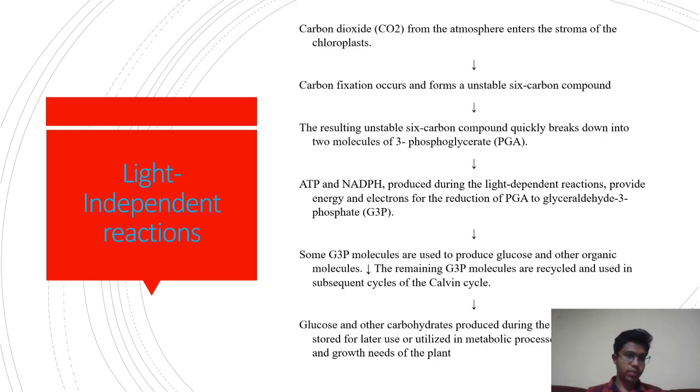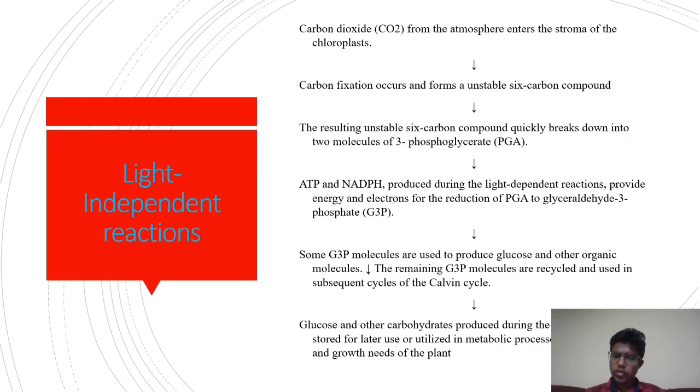Light independent reactions. The first step of the light independent reactions is that carbon dioxide from the atmosphere enters the stomata of the leaf. Carbon fixation occurs and forms an unstable six carbon compound. The resulting unstable six carbon compound quickly breaks down into two molecules of 3-phosphoglycerate. NADPH from the light dependent reactions provides electrons for the reduction of 3-phosphoglycerate.